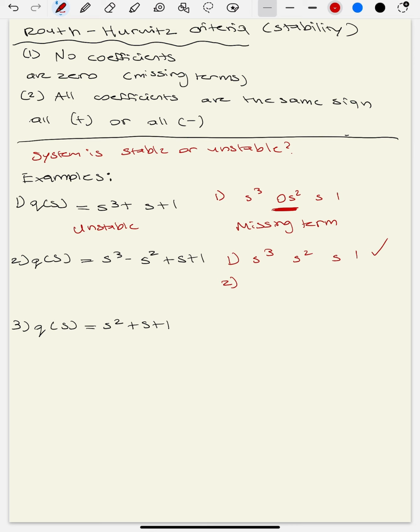Number 2, all coefficients are going to be the same sign. So all positive or all negative. Let's make sure of that. So we have positive, negative, positive, positive. We have a sign change here. So this means that our system is going to be unstable. So sign change. Or you can view this as all numbers are not the same sign.